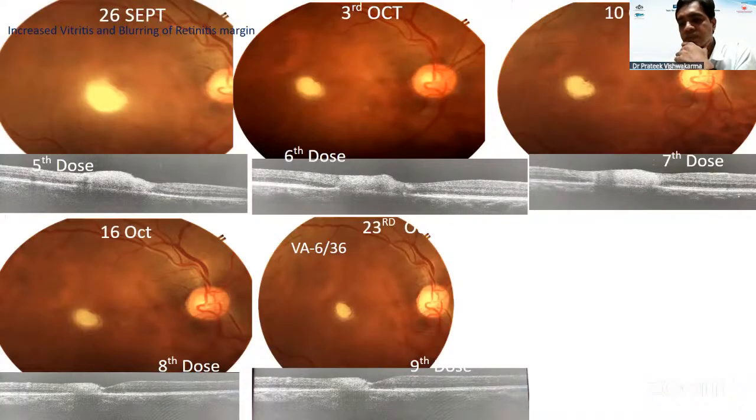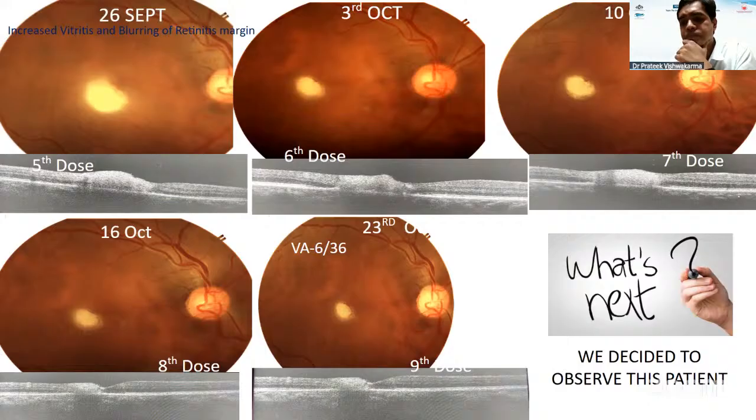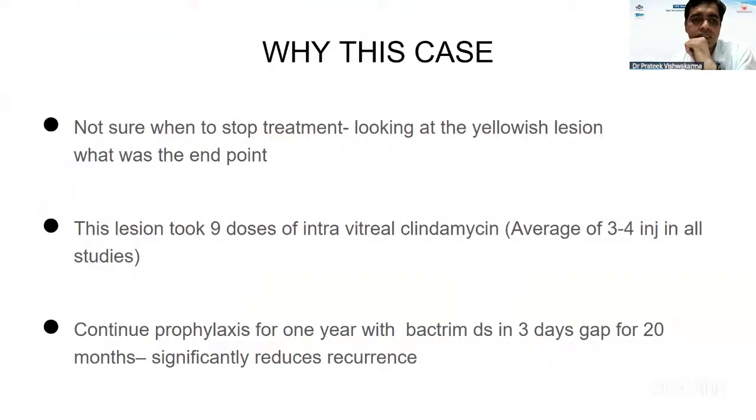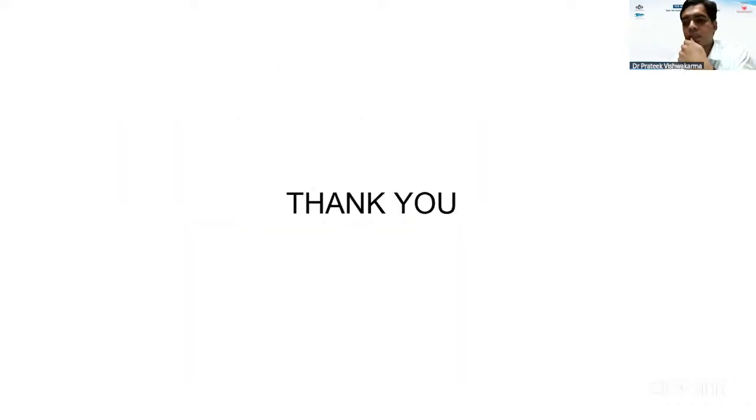The patient came after 1 month, and this was the final picture. The lesion has started to resolve on its own, and this is how it progressed. So why this case? In this case, I was not sure when to stop the treatment, looking at that yellow lesion. This lesion took almost 9 doses of intravitreal clindamycin. On average, studies have shown that in 3 to 4 doses, the lesion usually resolves. Thank you.